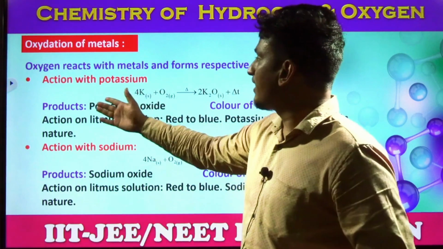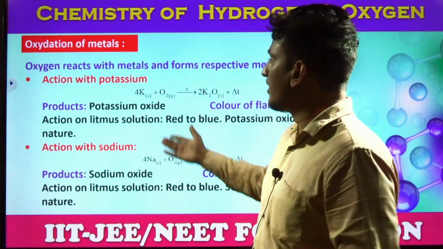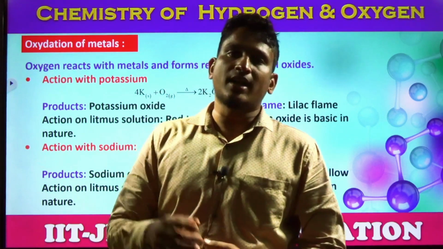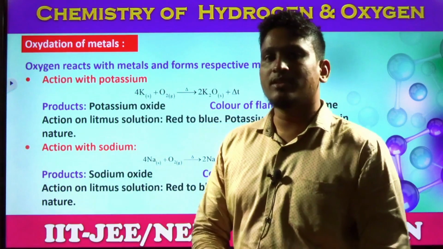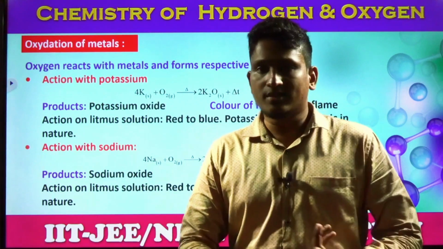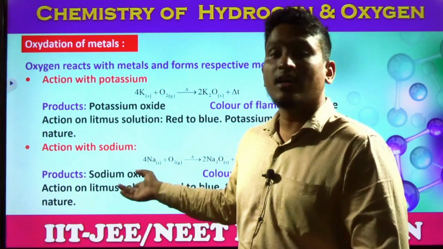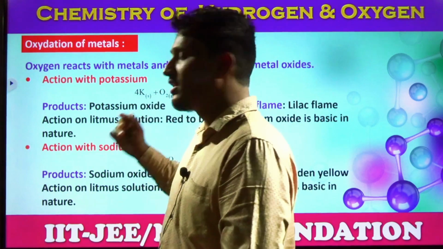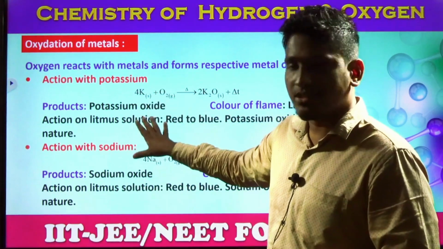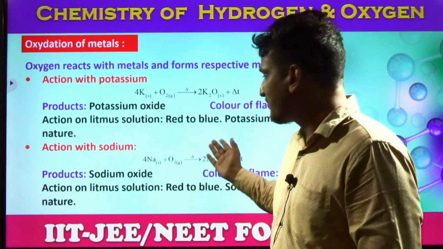So look here, the reaction with potassium, the reaction with sodium. What happens? Potassium valency is 1, K+. Oxygen valency is -2. So what formula can we expect? K2O, potassium oxide. Sodium also the same, Na2O. These are all the compounds produced after the reaction with oxygen. Most of these reactions are burning reactions only, and they produce the respective oxides.